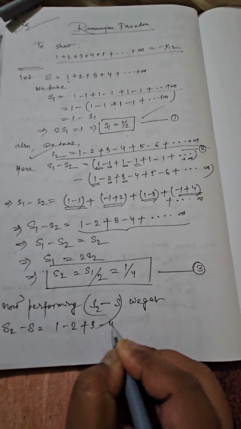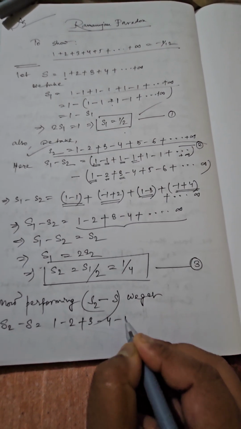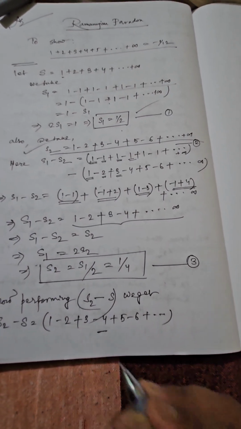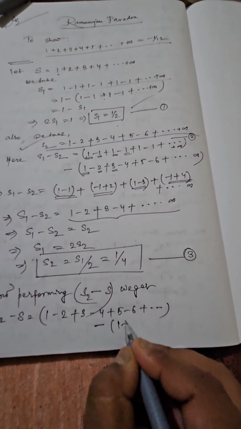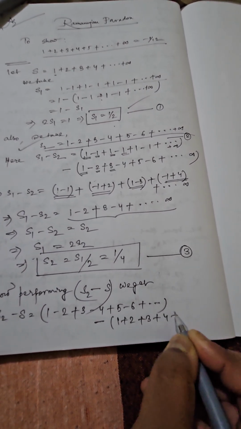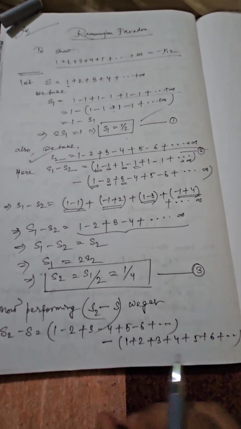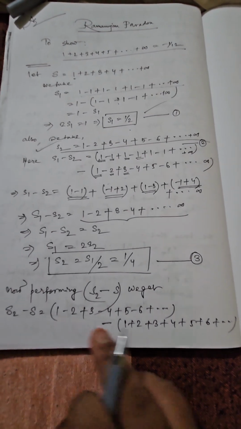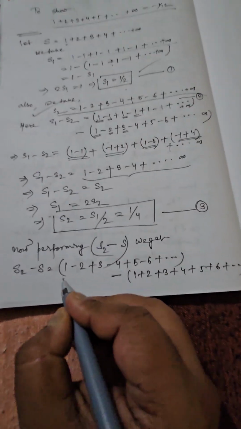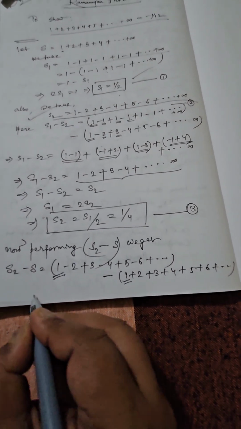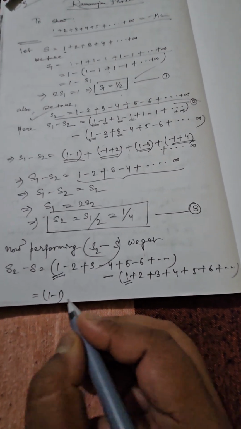1 minus 2 plus 3 minus 4 plus 5 minus 6 and so on, minus 1 plus 2 plus 3 plus 4 plus 5 plus 6 and so on. Now again we are going to arrange term by term. That means we are considering the first term for the first bracket, first term for the second bracket. That means it will be 1 minus 1.